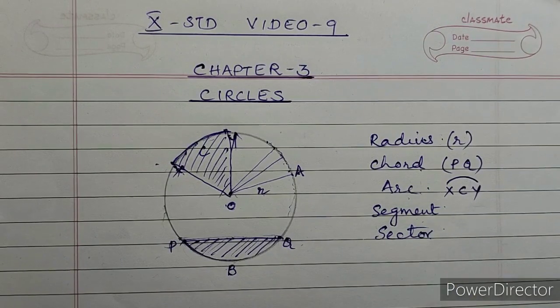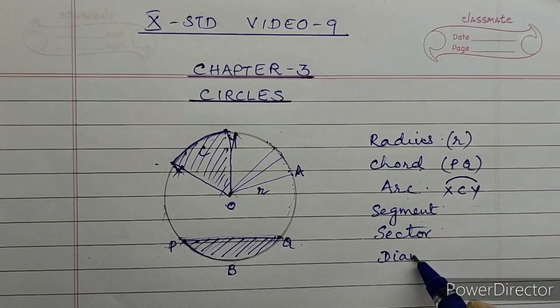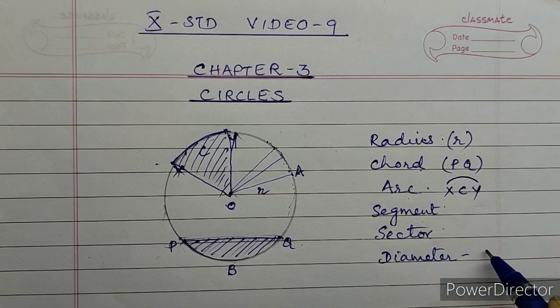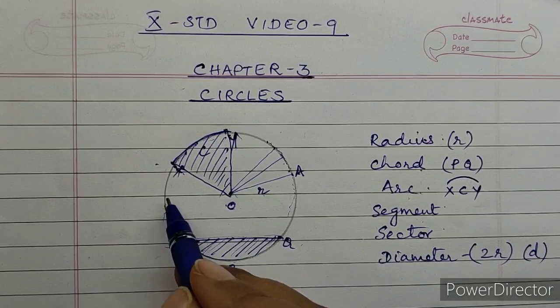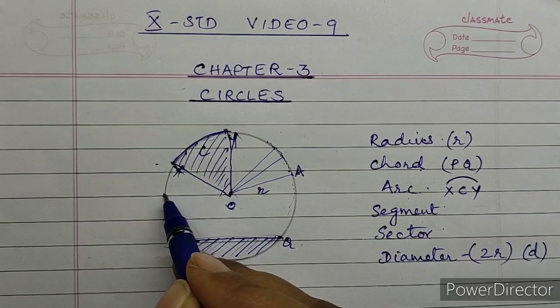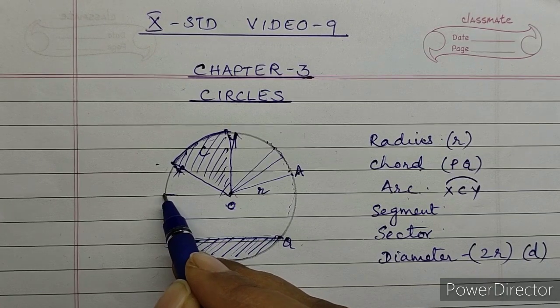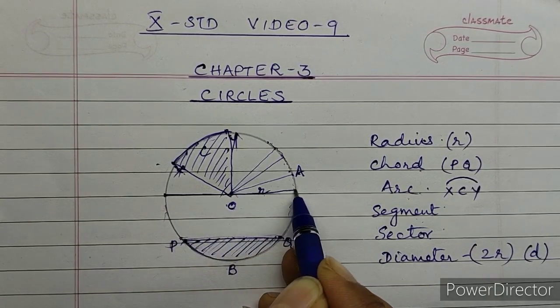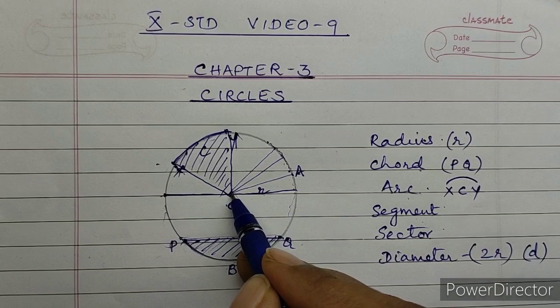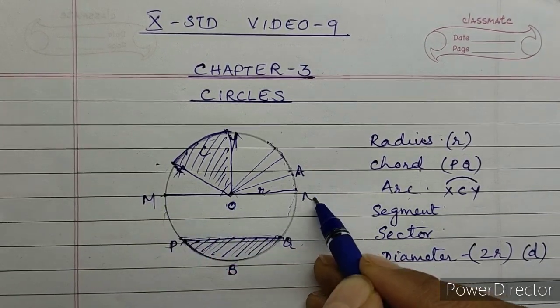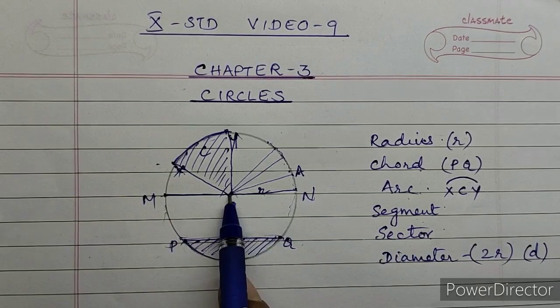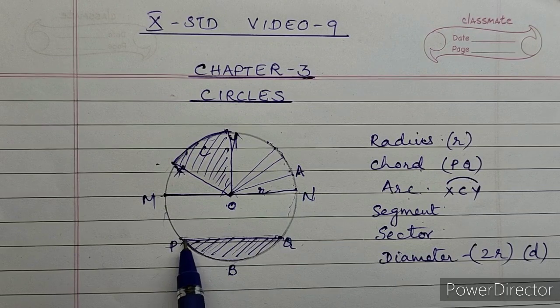Now what about the diameter? Diameter is double the radius, that is 2r, and it is represented by small letter d. So diameter is the line joining any two points, but it should pass through the center of the circle. So here MN, if I am marking, MN is passing through the center of the circle. So MN is nothing but the biggest chord.